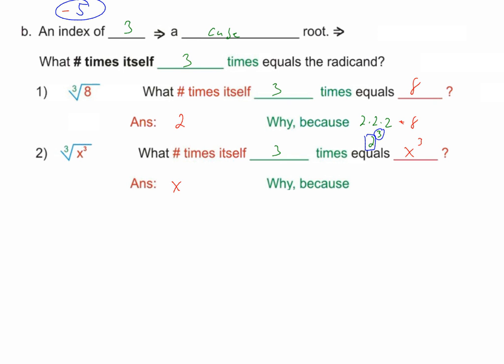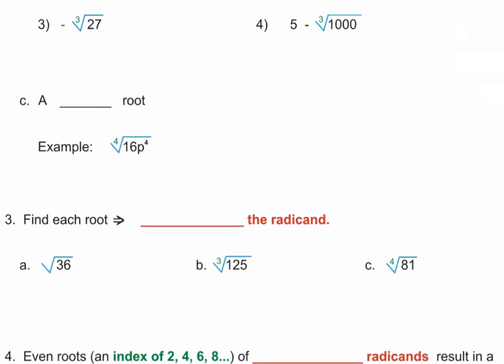Again, whenever the exponent of the radicand equals the index, the root is the base. Whenever the exponent of the radicand equals the index, the root is the base. All right, so let's go on. Next page.